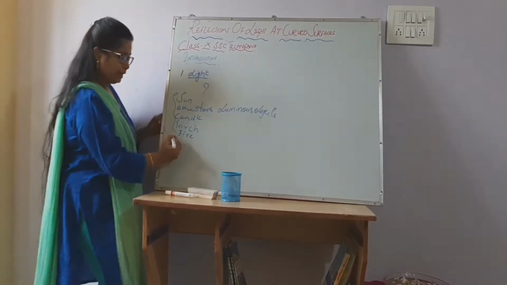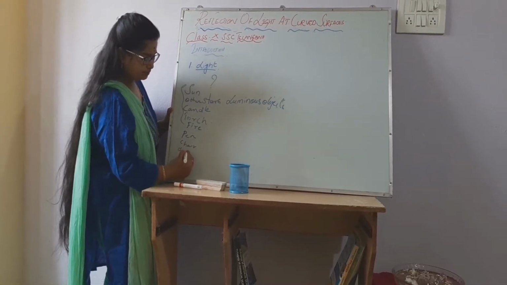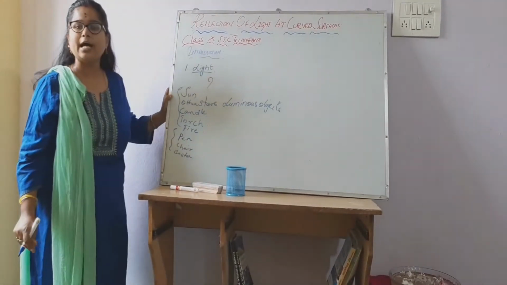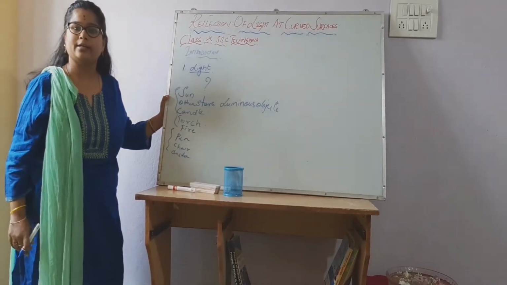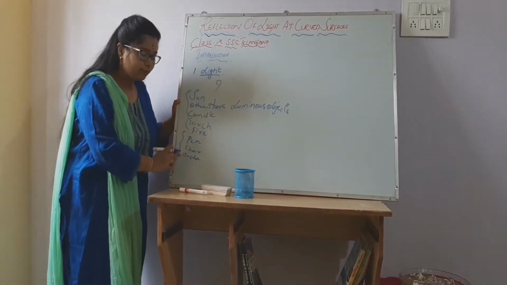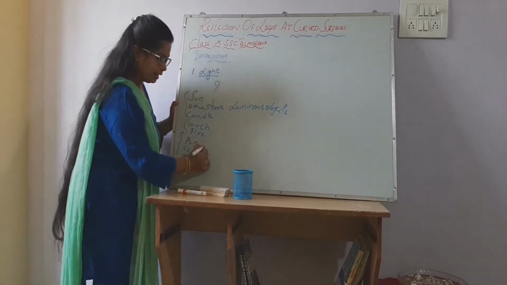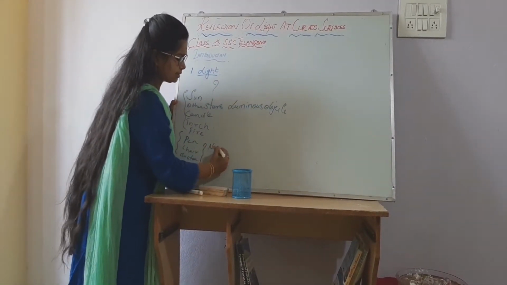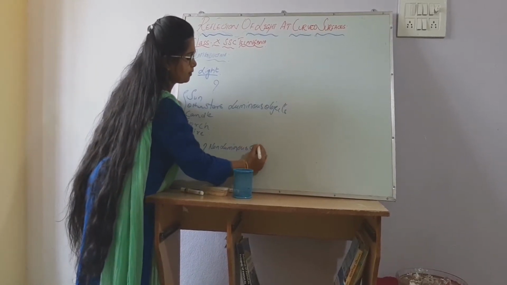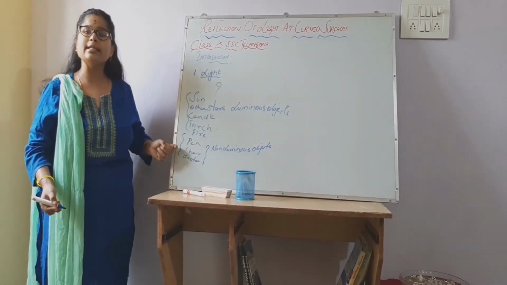Objects like a pen, chair, duster. Can you see them without light? No, you can't see without light. These have no light on their own. So these are called non-luminous objects.